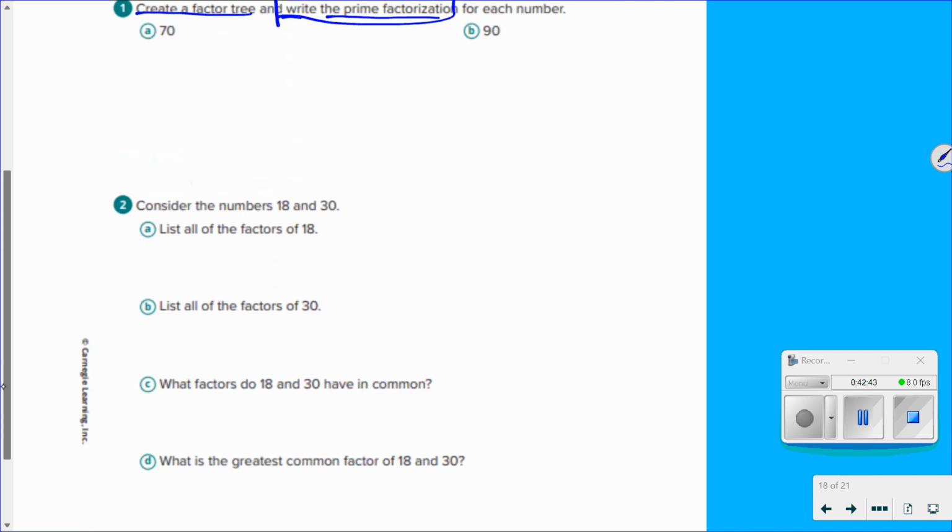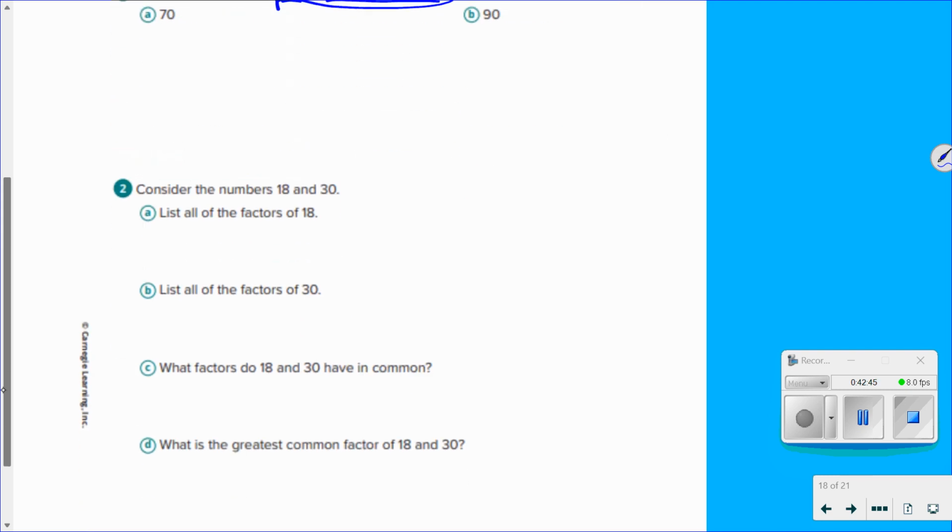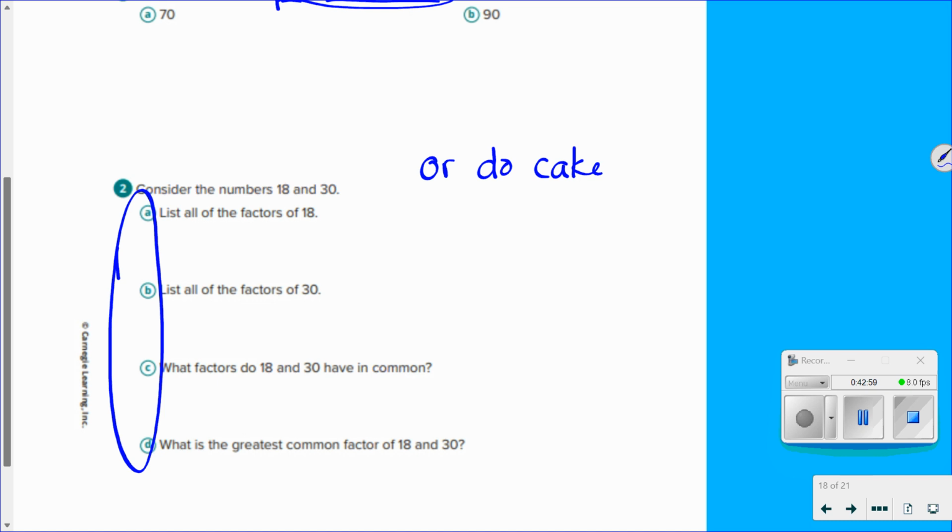Okay, number 2 is where we get to our choices. You can do all of this. List all the factors of each of those numbers, then figure them out. Or do cake and find both GCF and LCM. So add that into your notes or come back to the video.